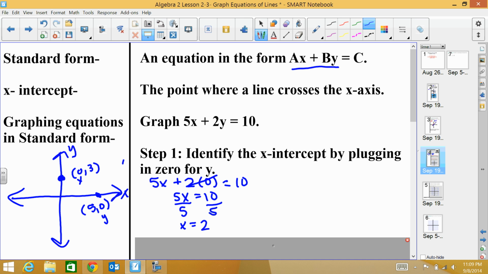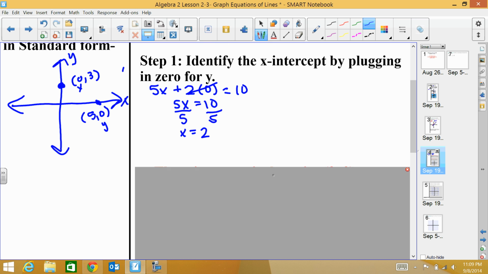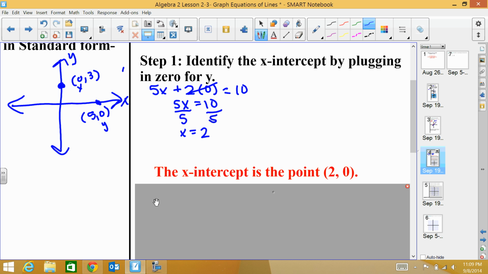So what I did was I plugged in 0 for y, and I got 2 for x. So what that means is my x-intercept is the point (2, 0), because this is what I plugged in for y, and this is what I got for x. So you have to write them in order, x, y.